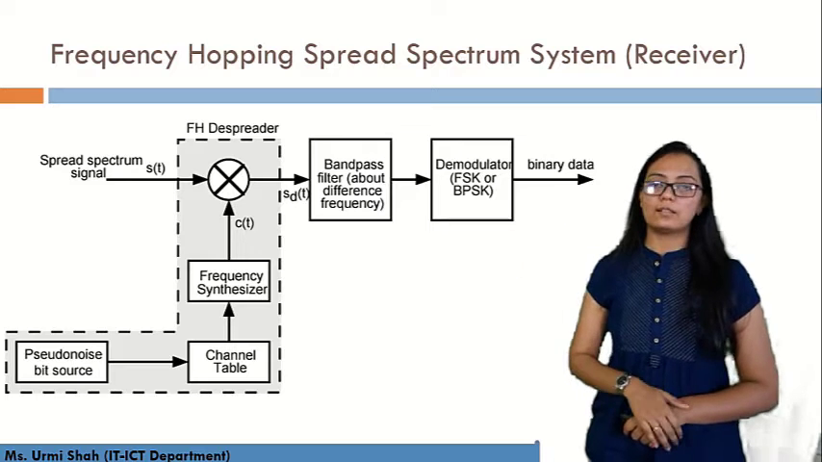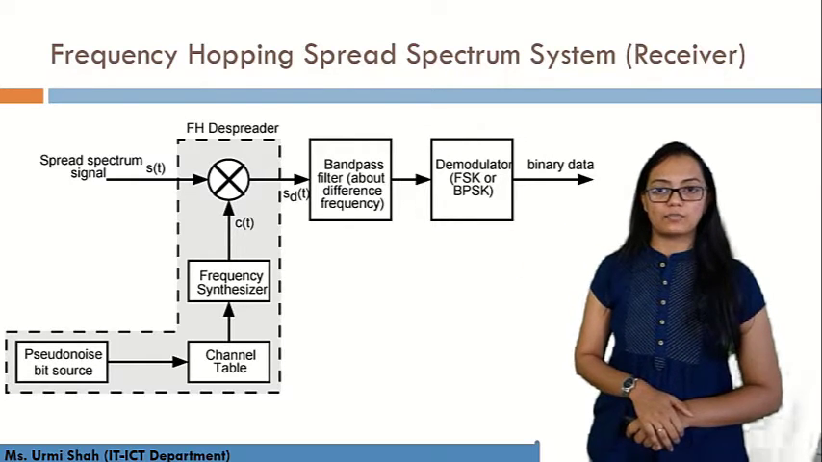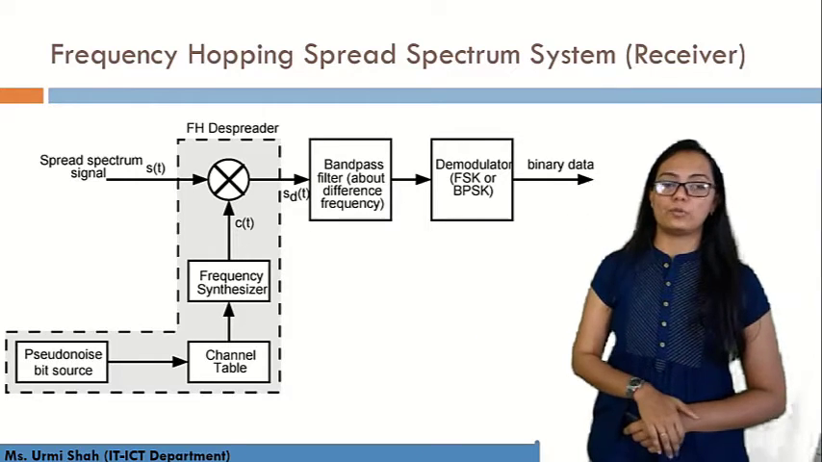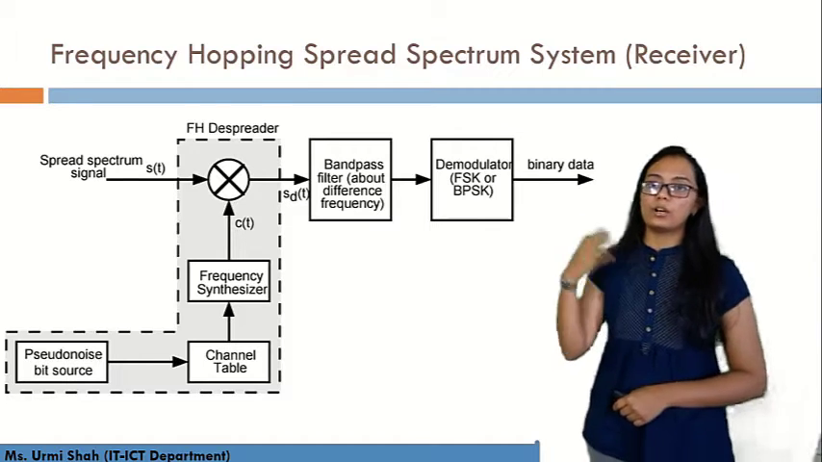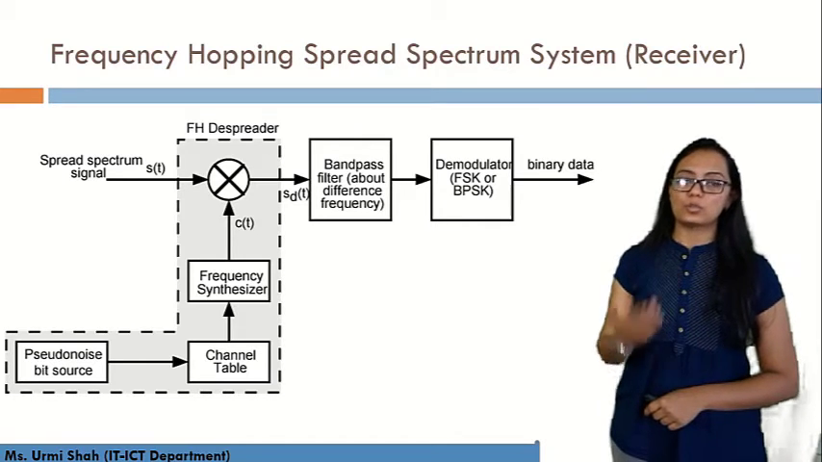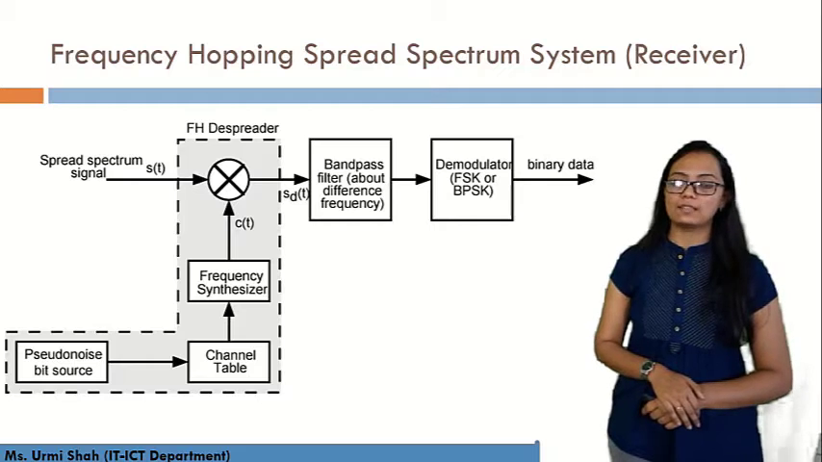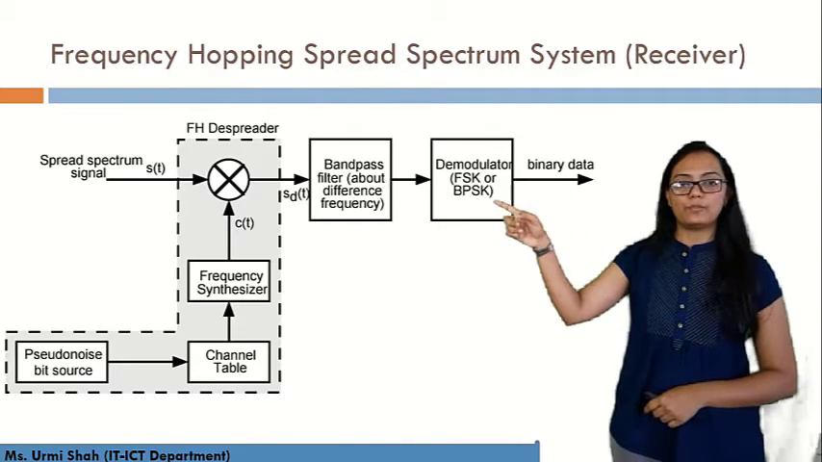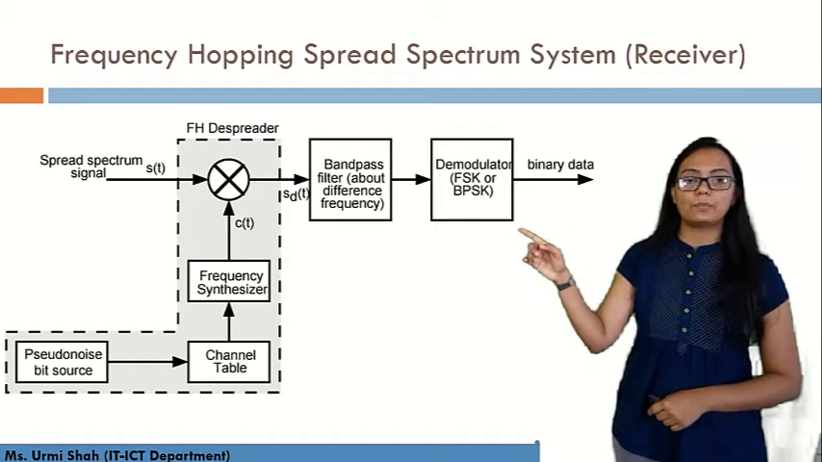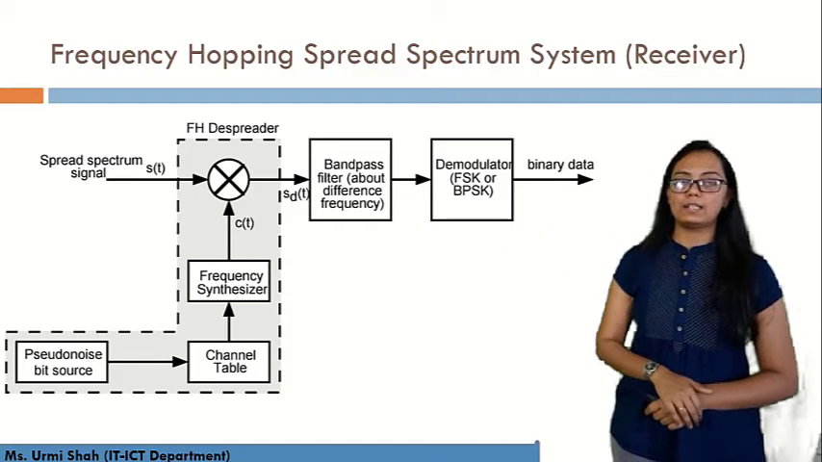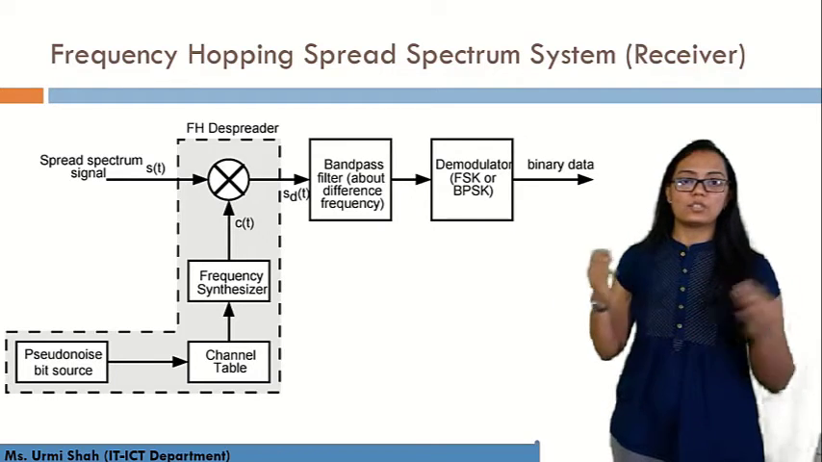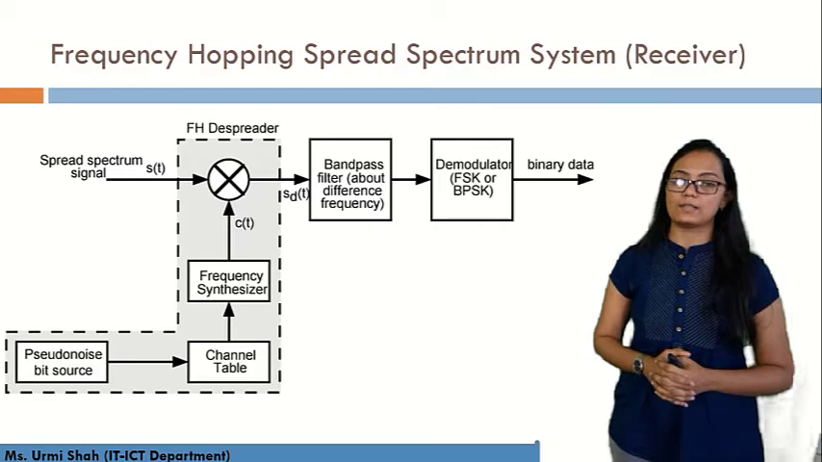From the FH spreader, the output goes to the band pass filter, where the two frequencies that were mixed at the transmitter section are separated. The band pass filter then processes the signals and generates the output at the demodulator section by performing demodulation, that is, frequency shift keying and binary phase shift keying. Finally, the original received signal is in the form of binary data, which was actually transmitted at the transmitter section.